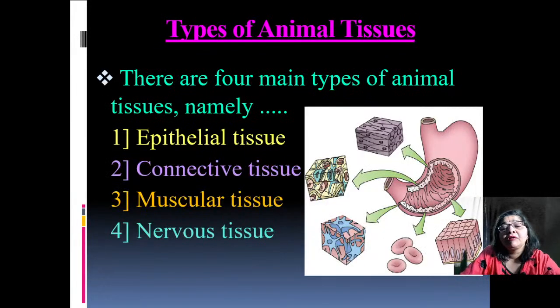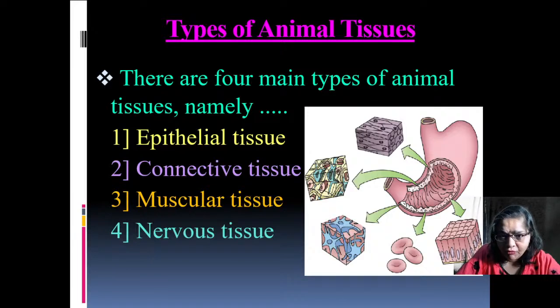Okay. Now, the types of animal tissues, let us see. In animals, there are 4 main types of tissues. Let us see these 4 different types of animal tissues: first, the epithelial tissue, the connective tissue, the muscular tissue, and the nervous tissue.